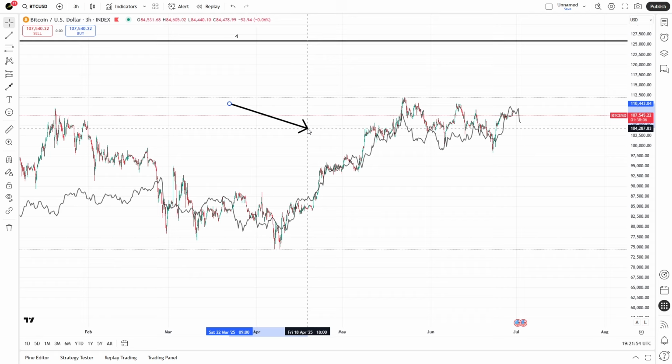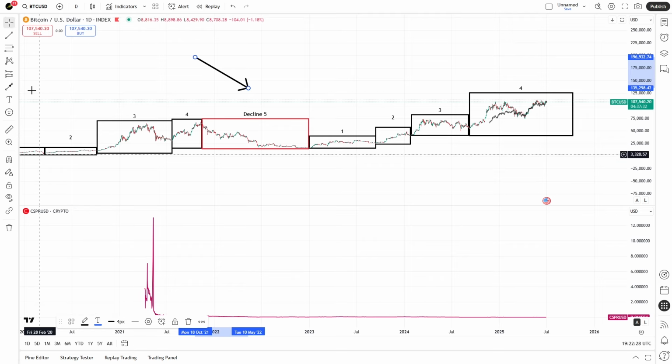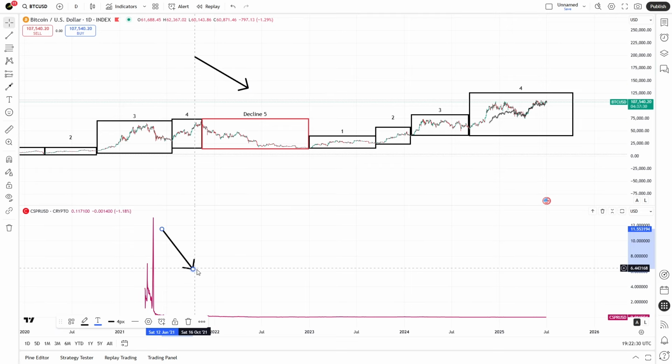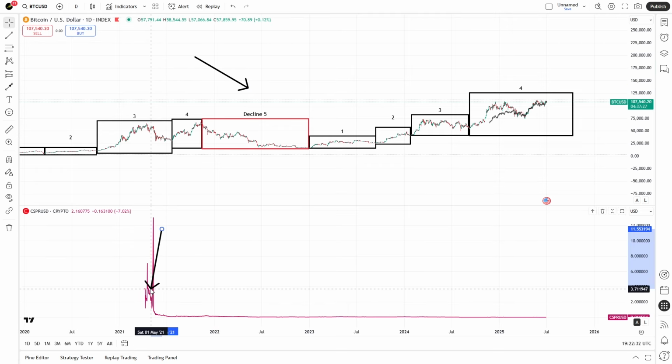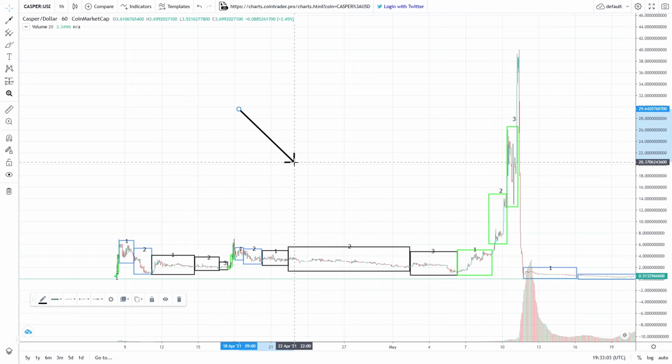Now, how does this tie into Casper? Well, let me show you. So on the top, we have Bitcoin, and on the bottom, we have Casper. This early part is the early part of the Casper chart. So this is jumping over to CoinTrader Pro. Many of you who follow my channel are most likely familiar with this chart. This is the early days of the Casper chart. This is that time that we're comparing to on Bitcoin.